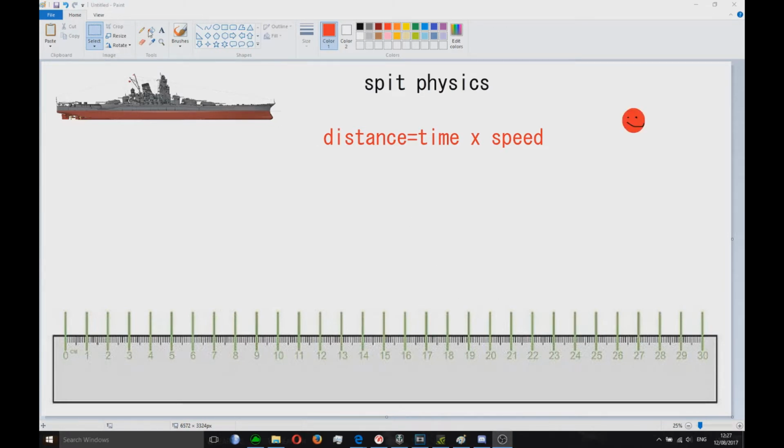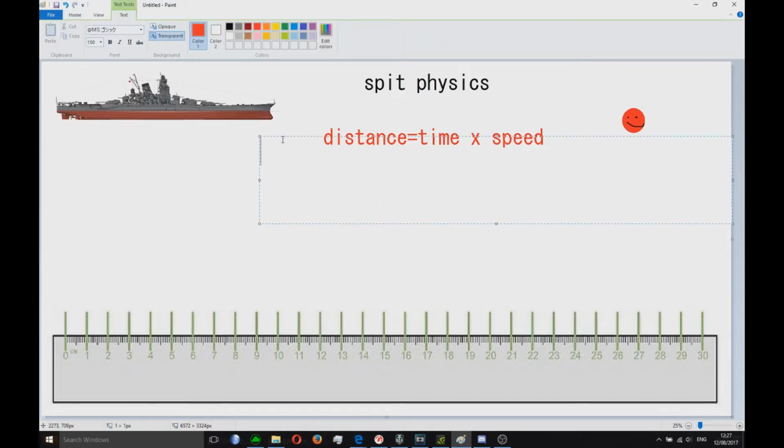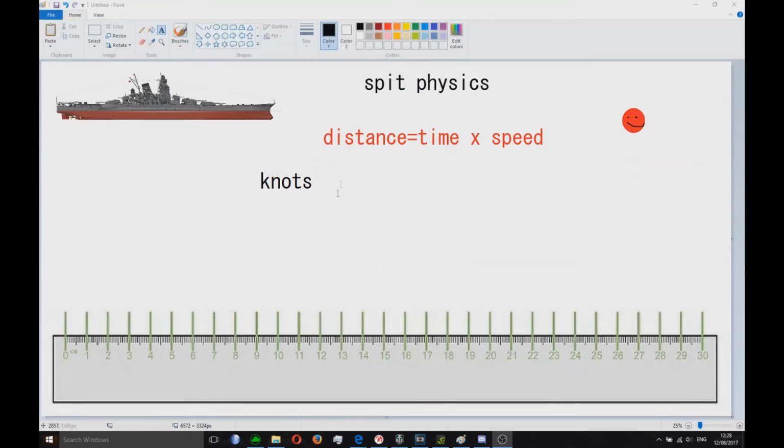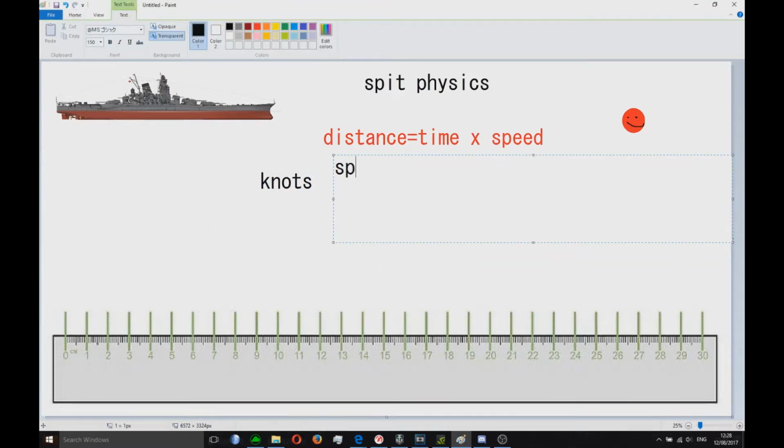Hey, so do you remember how I had a bunch of examples for speed? Well, some wicked pirates like hundreds of years ago figured out you could use knots. Now that's really stupid because it isn't standardized. You can't say knots per second, but basically just think of it as a unit of speed. Fucking pirates.